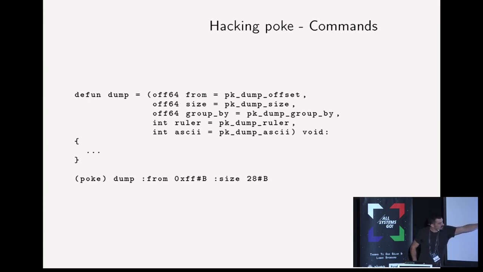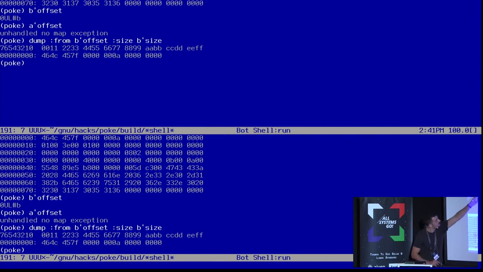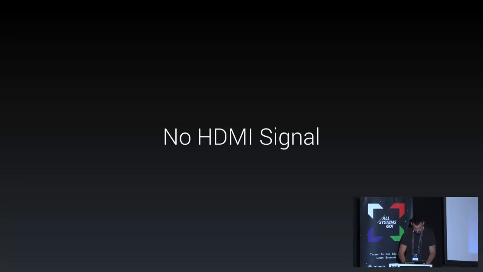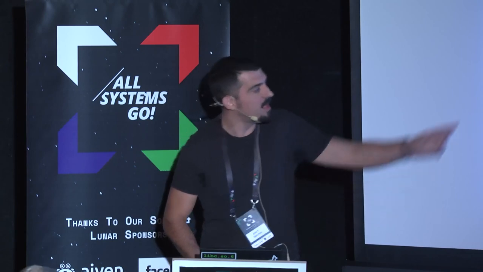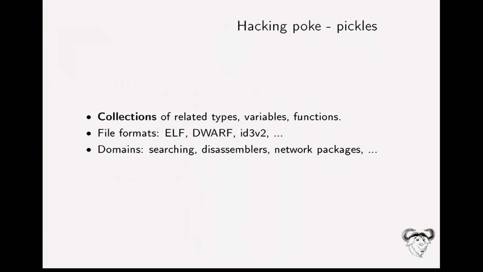You will see that the arguments, they all have a default value. So for example, you can say dump from the offset size b size. So you can pass arguments like that, and those arguments define the new command. To define new commands, basically you do it by writing a POC function. A POC function here. All right. So that's all you have to do to extend it.